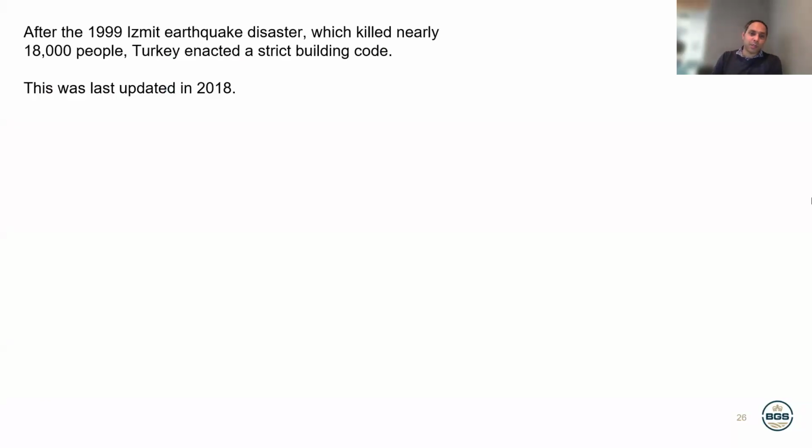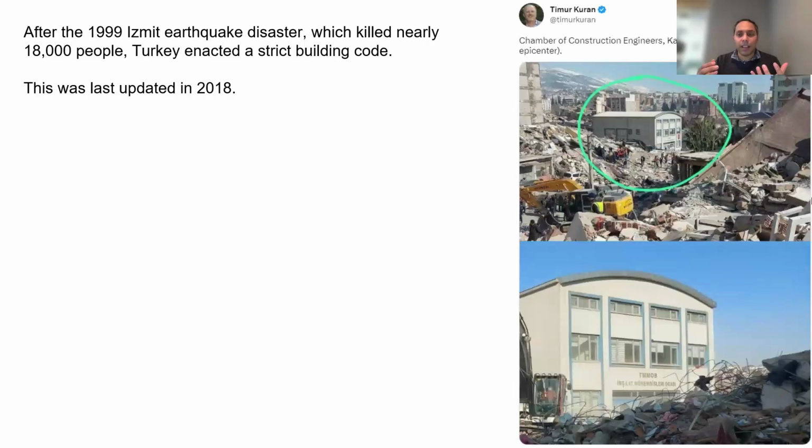And it's not like Turkey didn't know what to do. Turkey does have a very good and detailed building code on how to build buildings, and this is regularly updated. The last update was 2018. It's being updated again, and so there's a very good plan on how to build buildings, but, and here's a good example, the Department of Engineering in the Kahramanmaraş region. So clearly these guys know what to do, but enforcement is always the challenge.